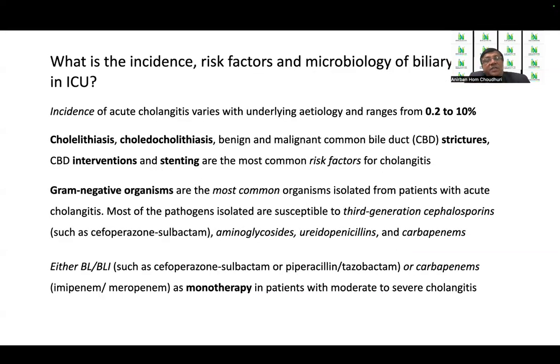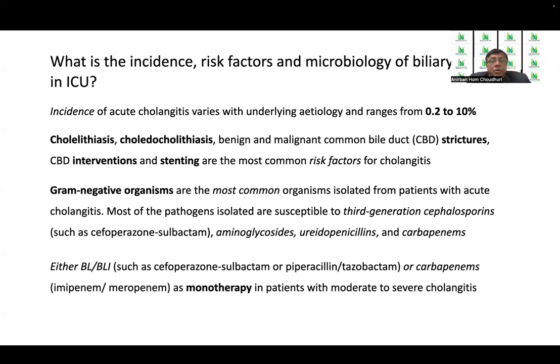Again, we have to understand the incidence, risk factors, and microbiology of biliary sepsis in the ICU. In the setting of acute cholangitis, it comes to around 0.2 to 10%. That is a wide range. So all the patients who are having cholelithiasis, choledocholithiasis, or strictures, whether benign or malignant, in whom interventions in the common bile duct are performed, run the risk of cholangitis. And whenever there is cholangitis, it is the gram-negative organisms which are most common. They are also isolated from the patients in culture.